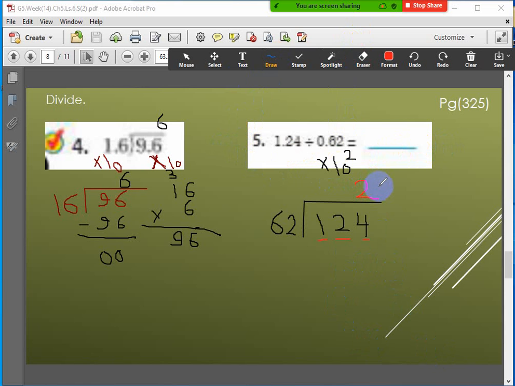Yes, you found the answer is 2. So 2 multiply 2 equals 4. 2 multiply 6 equals 12. Very good, Fatima. Now, if you subtract, the remainder will be what? Will be 0. So the quotient for this is what?